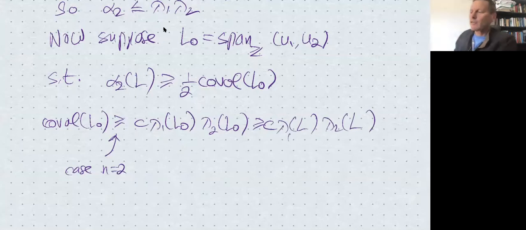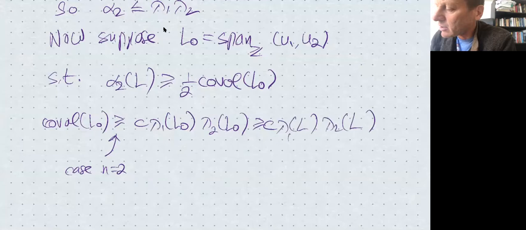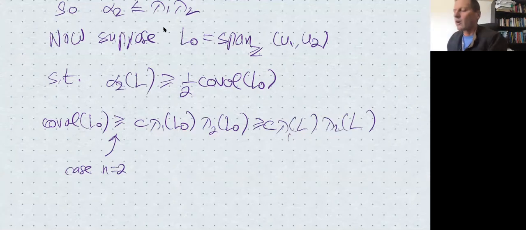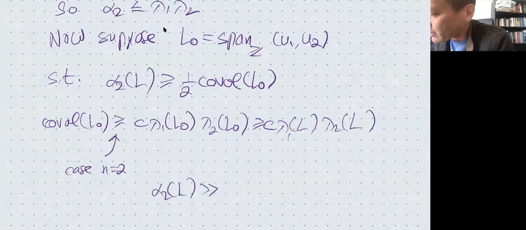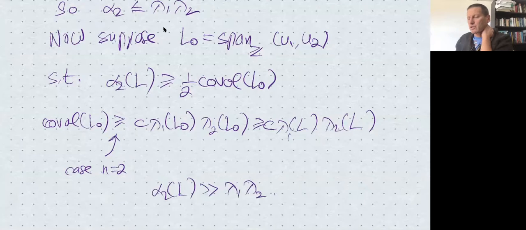And since, by the definition of the Minkowski successive minima, the lambda i's can only go down if we take a bigger lattice, because this is the shortest non-zero vector in L0. L0 is a sub-lattice of L, a subgroup of L, and this is the shortest non-zero vector of L. So obviously, if we replace this by this, we decrease, and similarly, if we replace this by this, we also decrease. And so in total, we get that alpha 2 is bigger than lambda 1, lambda 2, which gives the other direction of this inequality.